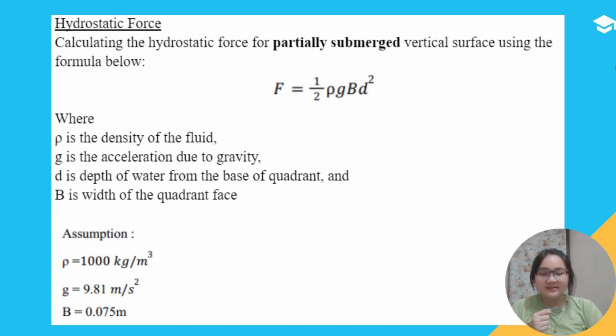Let us take a look at the calculation for a partially submerged vertical surface. To calculate the hydrostatic force for a partially submerged vertical surface, we will use the formula F equals 1/2 rho g B D squared. Considering rho equals 1000 kg per cubic meter and g equals 9.81 meters per second squared as constants, and B equals 0.075 meters as the width of the quadrant face, we substitute the depth of the water from the base of the quadrant D into the formula to obtain the hydrostatic force.